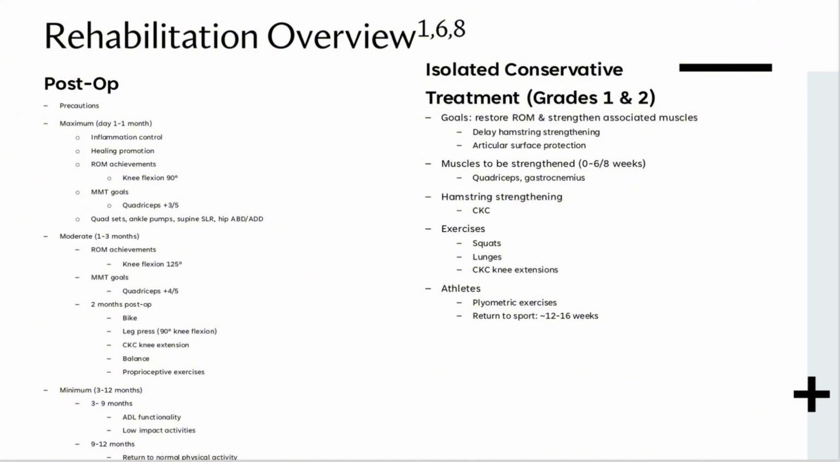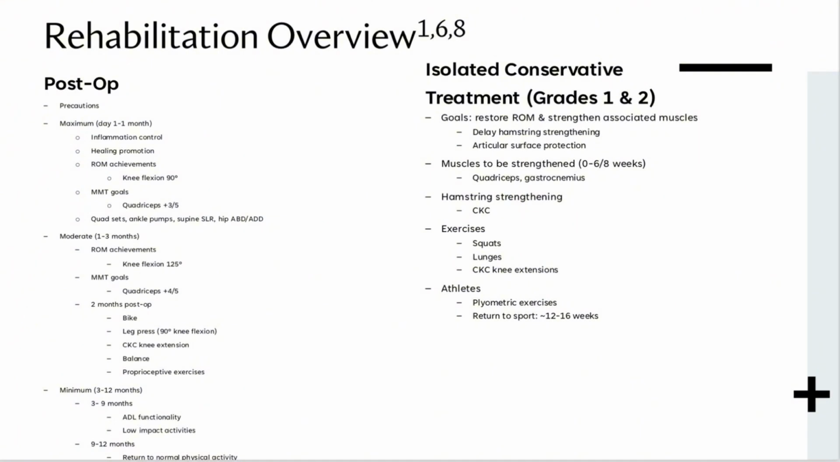If one is to strengthen hamstrings during this protocol, it should only be through the closed kinetic chain to decrease the likelihood of shearing forces and to decrease the angle pull that the hamstrings have on the posterior tibia.